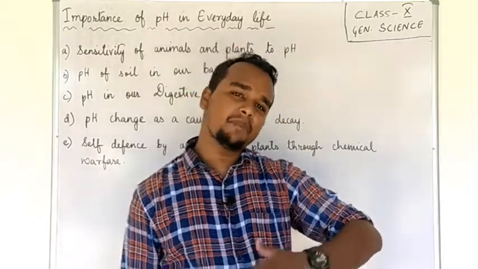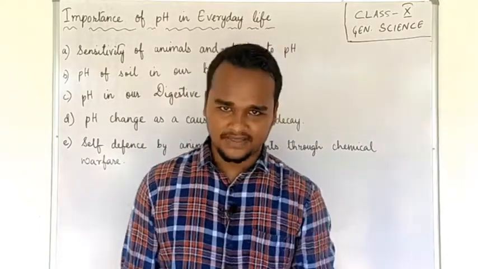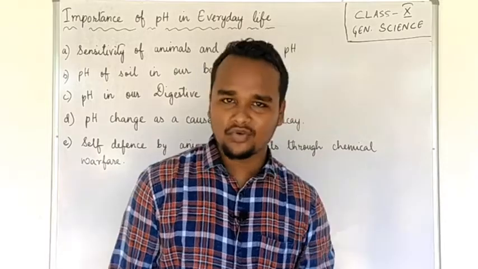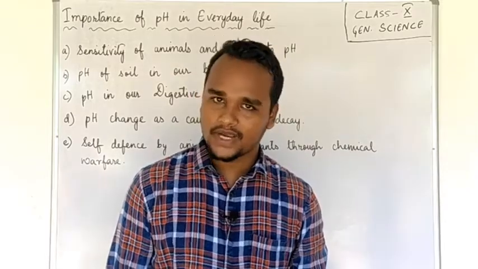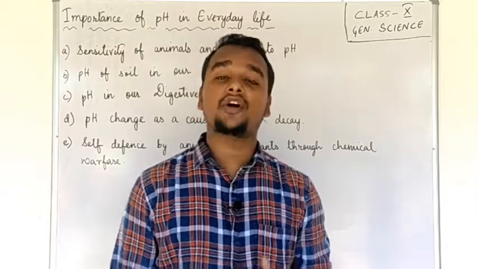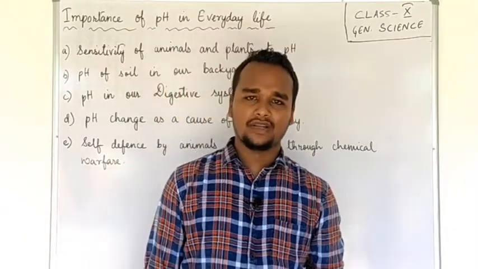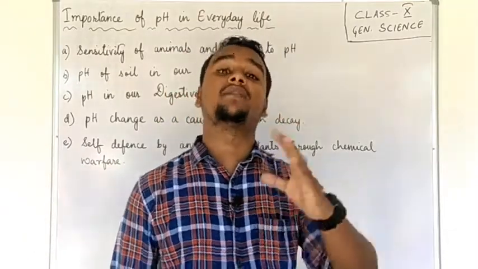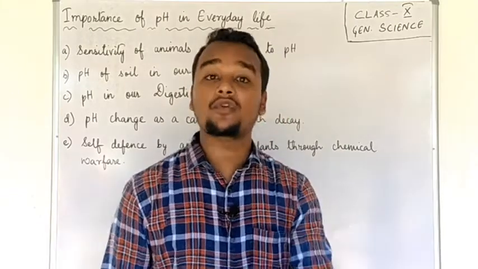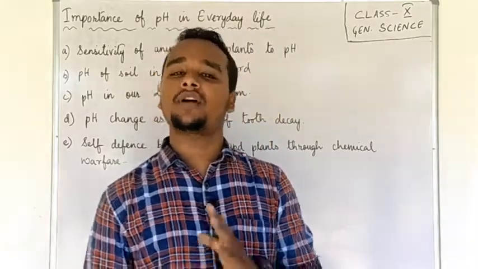If the soil is too acidic, or if the soil is too alkaline, alkaline means basic, then in both cases the plants are not going to grow properly. So that is the importance of the pH of soil. As an example, in tea gardens, each and every soil sample is sent for testing in a lab, just to determine whether the soil is fit for cultivation or not. If it is too acidic or too basic, then it becomes unfit for cultivation.